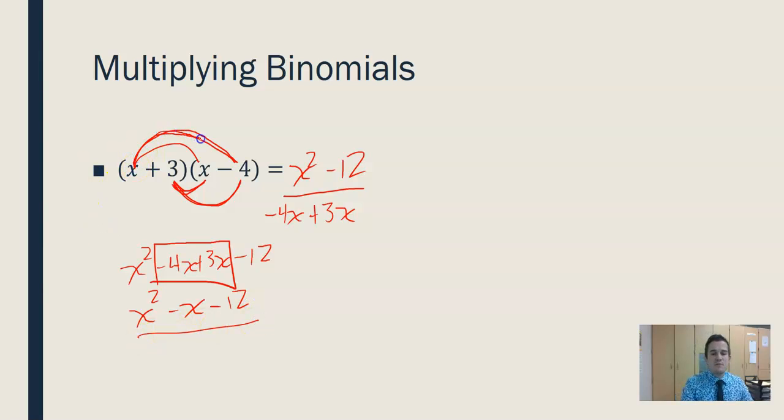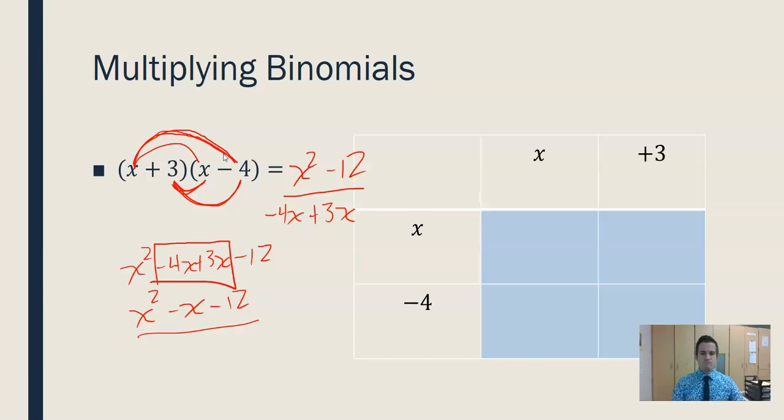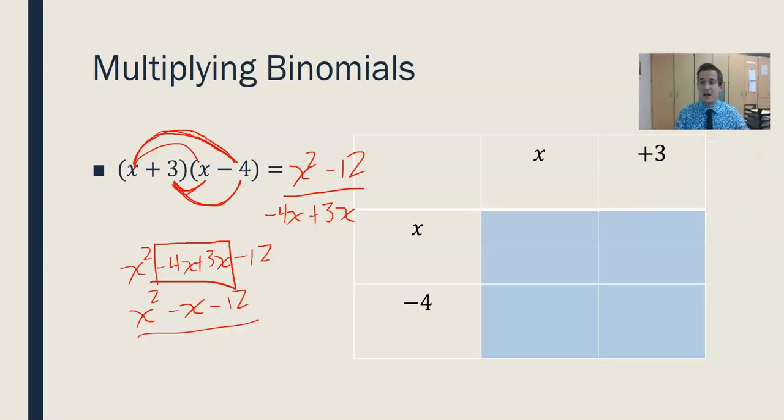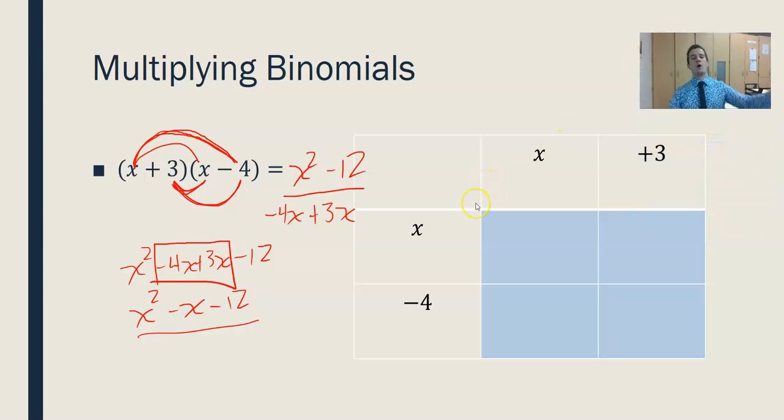And again, some of you may have learned it in this kind of sense with this kind of rainbow method. I'm going to introduce another method that I feel is more helpful, and if you like this method, use it. If you've learned the rainbow method and it works for you, use that. So here is the box method. So basically, I create a little grid, and I put one polynomial across the top of the grid and one polynomial across the side of the grid.